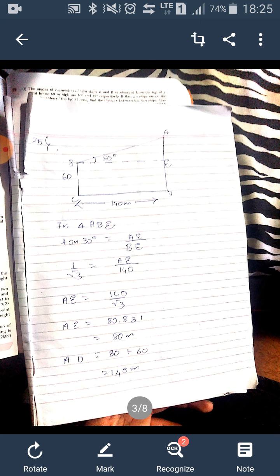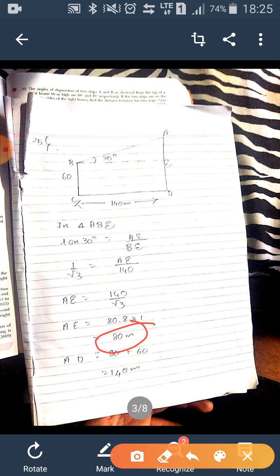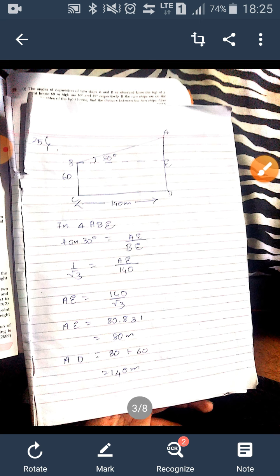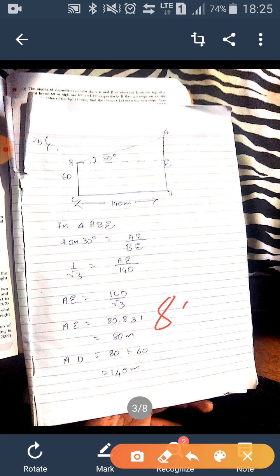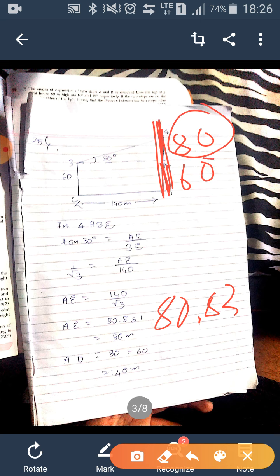Yes, which I have taken as 80, but in the exam you're not going to take it as 80, you're going to take it as 80.83 in decimals. So this portion I know is 80, this portion I know is 60. To find out the whole tower, I will add these two. 80 plus 60 is equal to 140. That's what I've done, and the sum is solved.